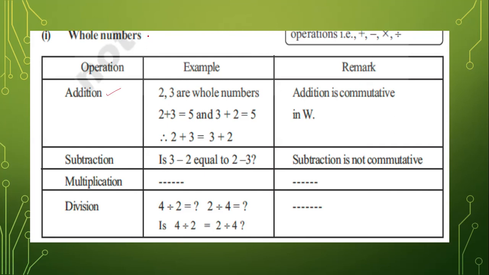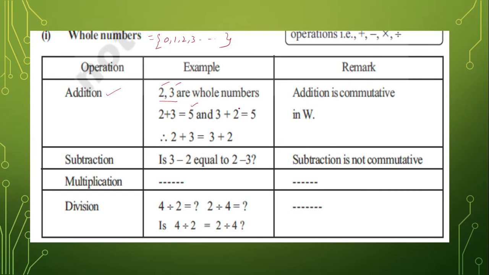What are the whole numbers? The numbers 0, 1, 2, 3, etc. These types of numbers are called whole numbers. Already you know it. You take any two whole numbers. For example, here in this table, you have taken 2 and 3. The operation is addition. We have taken 2 and 3, two whole numbers. The sum of these two, 2 plus 3 is equal to 5.